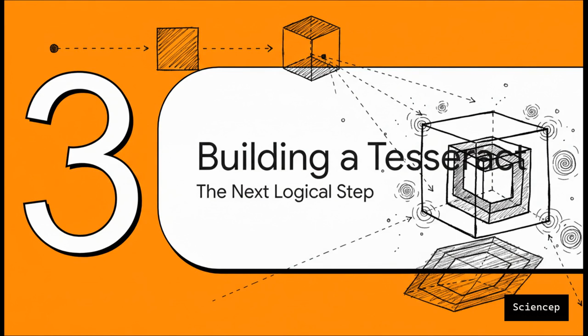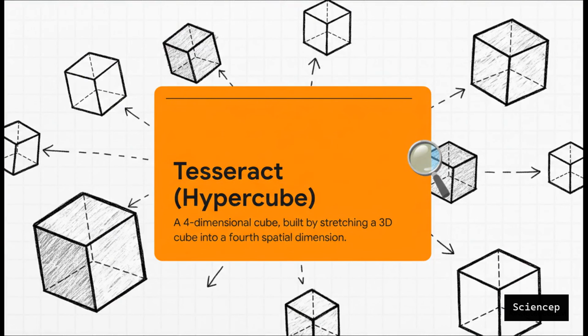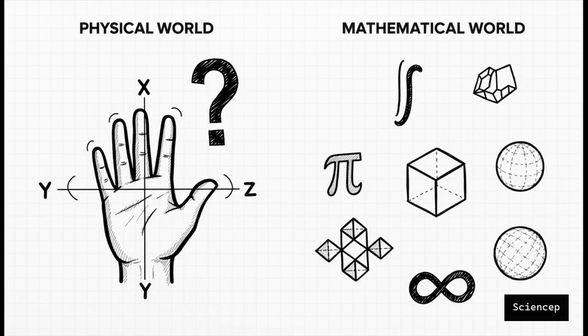So what's next? We're just gonna do that exact same thing one more time. And this is where things get really fun. Okay, get ready. We take our entire 3D cube and we stretch it, but where? We stretch it into a new 4th spatial dimension, a direction that is at a perfect right angle to up, down, left, right, and forward, back. The object you get from doing that, that's a hypercube. That's a tesseract.